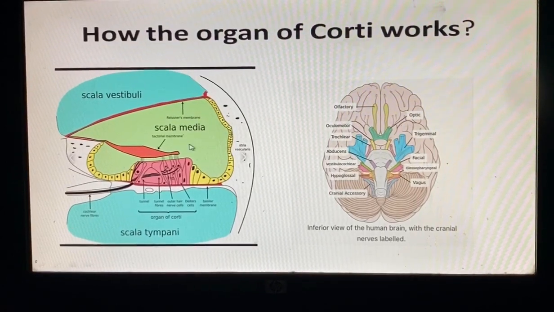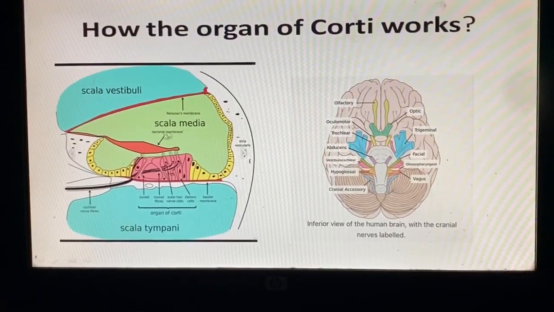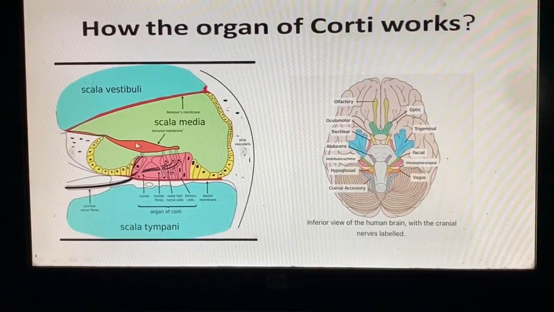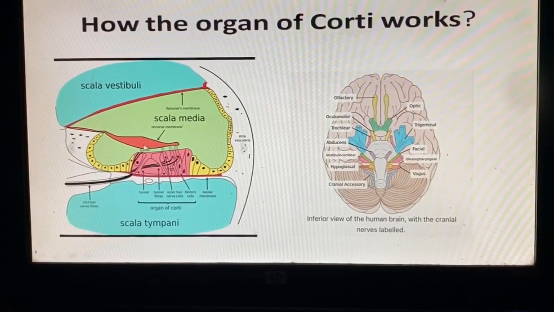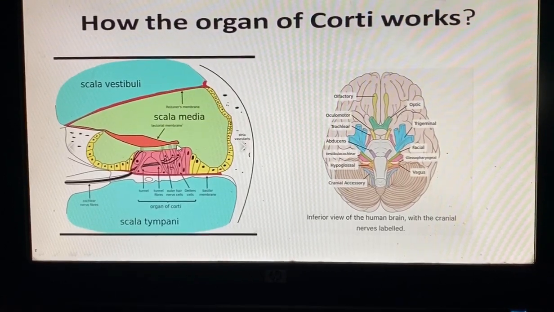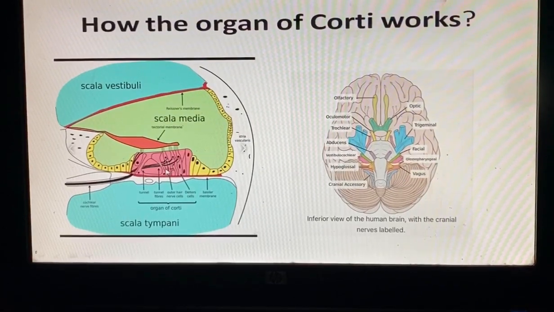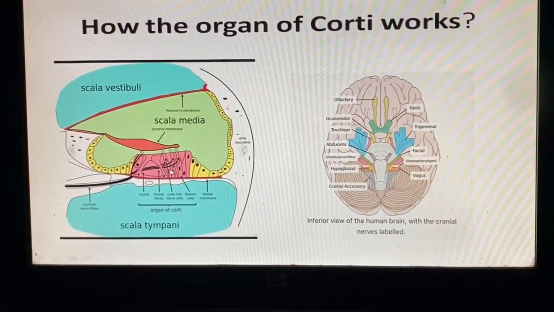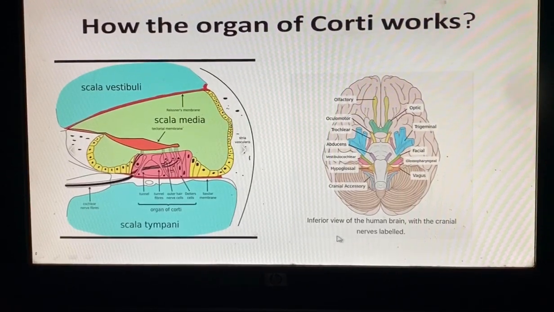You focus here, and the scala media, when the fluid compresses the outer surface of the organ of Corti. This is called the tectorial membrane, and these are the hairy structures of the sensory hair cells over there. At the base, they are connected to the nerve, right? And the information is passed to the nerves, finally to the auditory nerve, which reaches the brain.